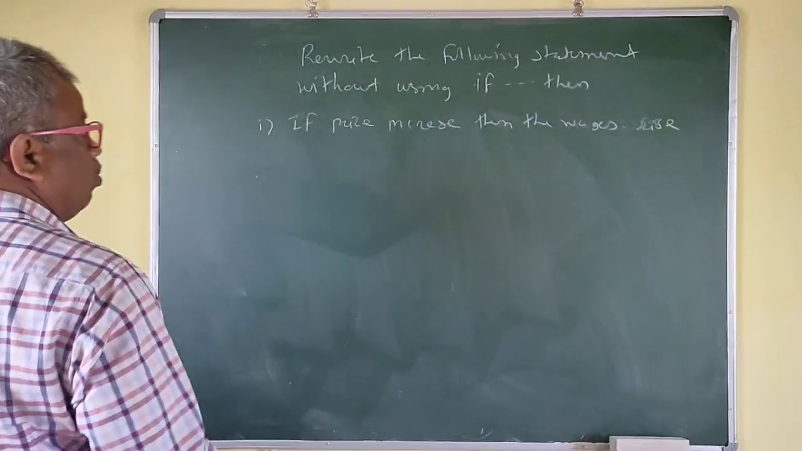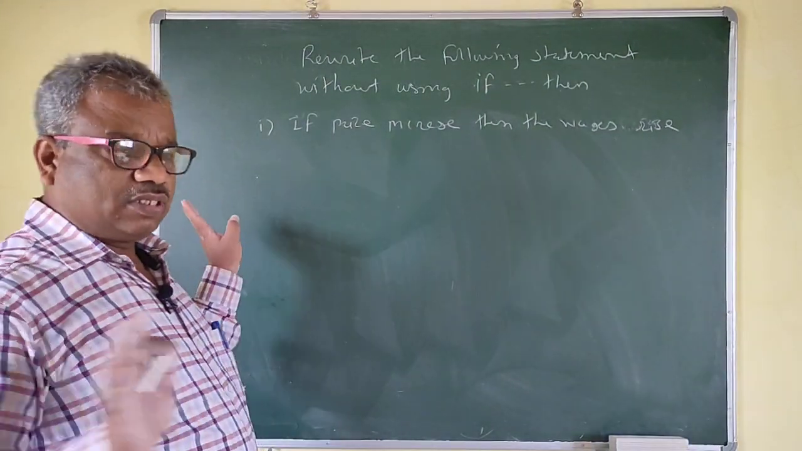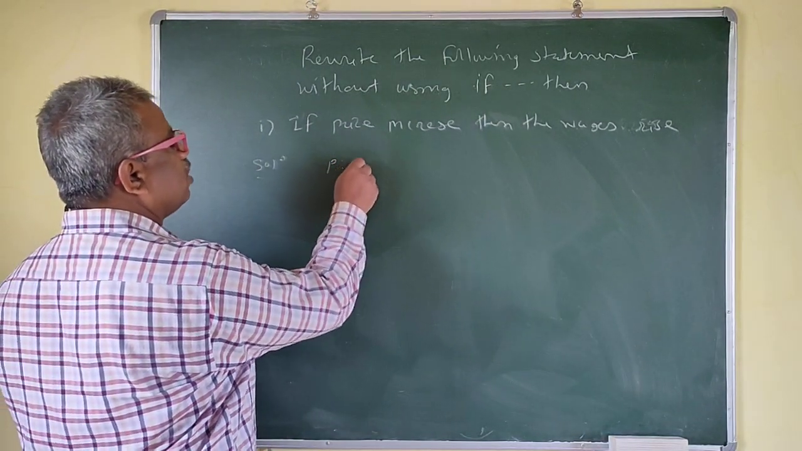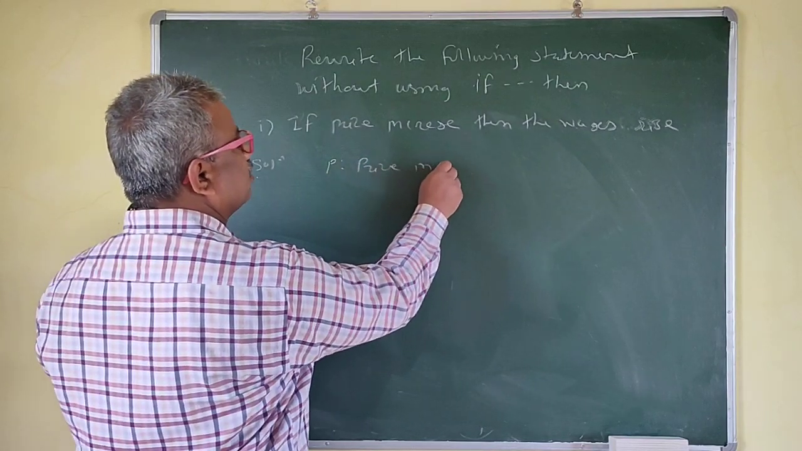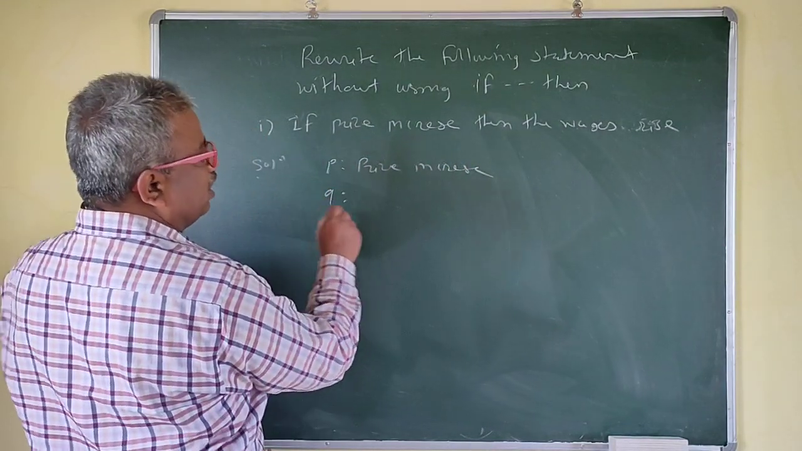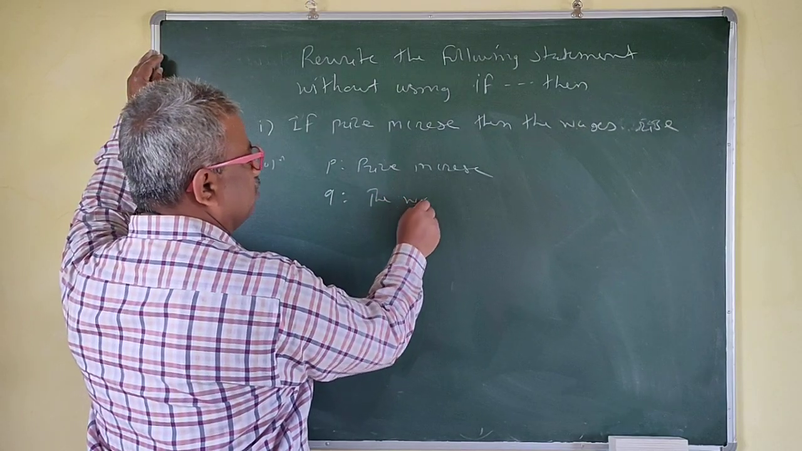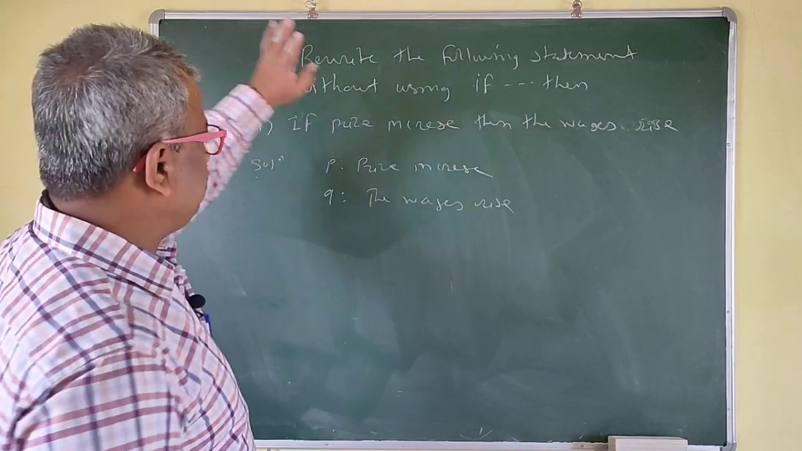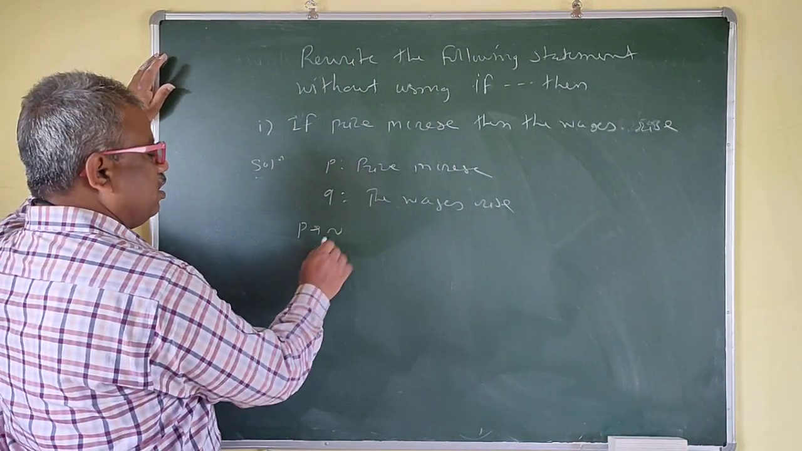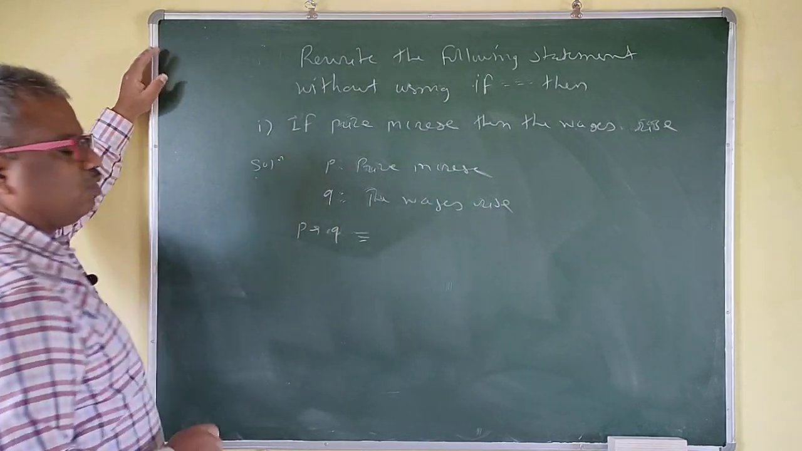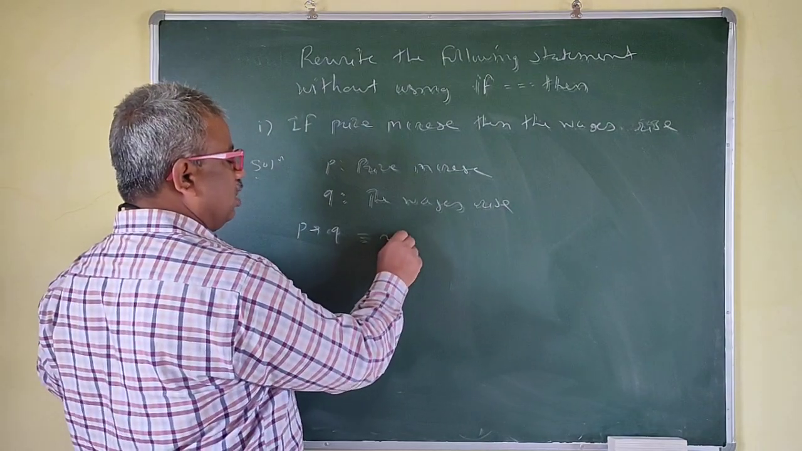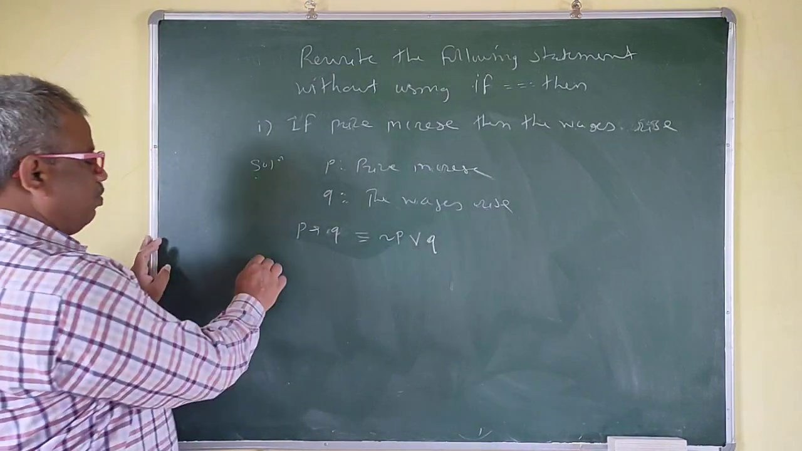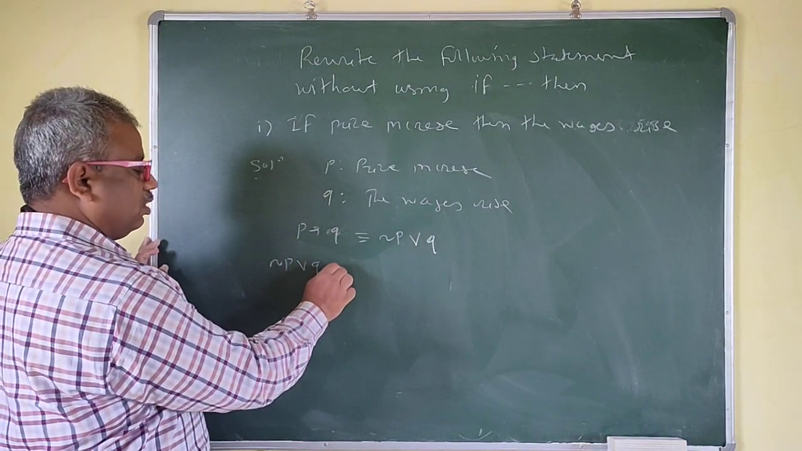So we don't need the meaning of this statement, right? So what is your solution? Here, P is what? Price increases. Your Q is what here? The wages rise. So what you have to do? Rewrite the following statement. Your original statement is P implies Q, right? You know that P implies Q is logically equivalent to negation P or Q, right?